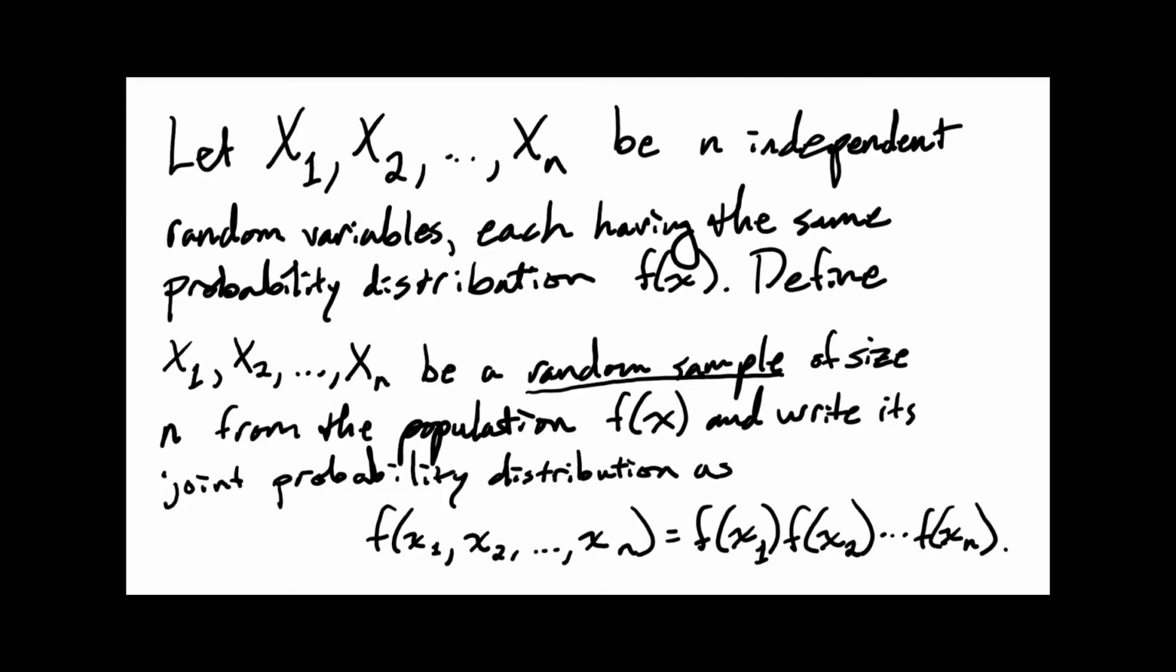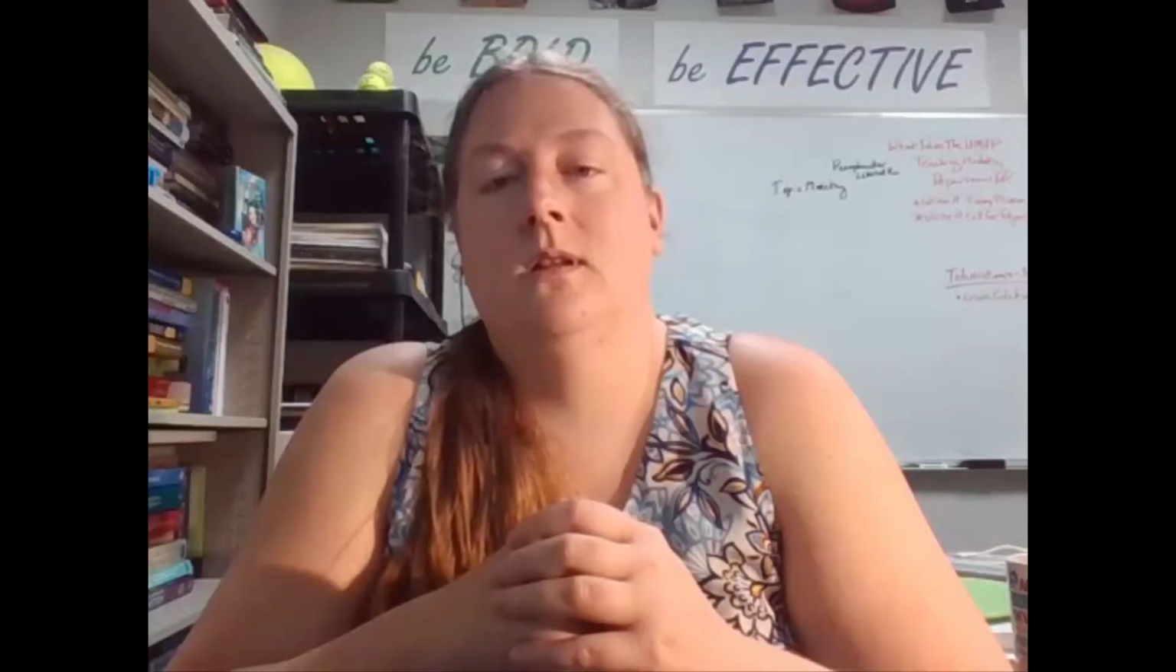Now, we can define those n random variables as a random sample of size n from the population, and we write its joint probability distribution as the product of the probability distribution for each of the independent random variables separately. And we can do that because of the independence.